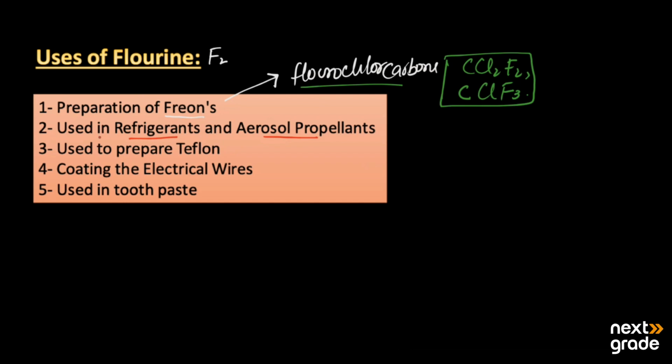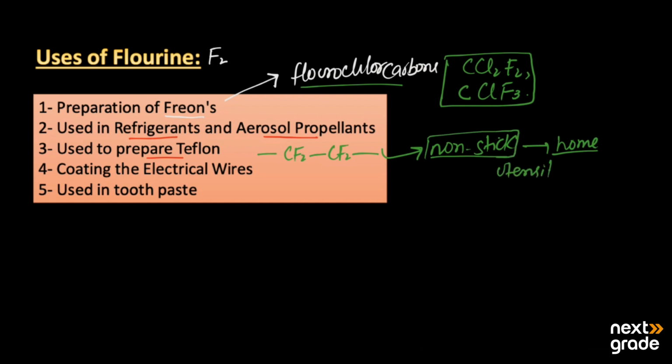Then fluorine is also used to prepare Teflon. Now, what is Teflon? It is the compound whose formula is CF2-CF2. This Teflon is basically used for non-stick utensils, or all the non-stick things that we use in our home for domestic purposes. So for the non-stick covering of different utensils, Teflon is used, and Teflon is a compound of fluorine.